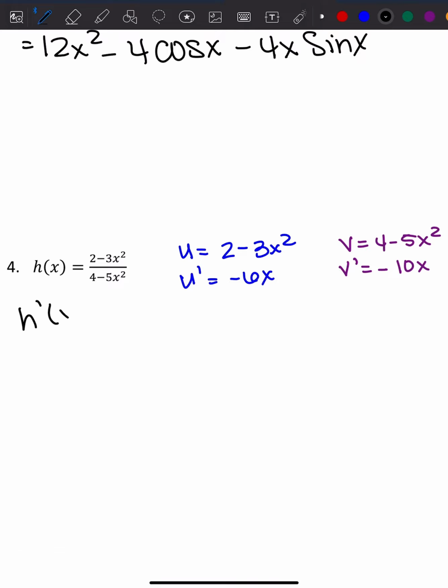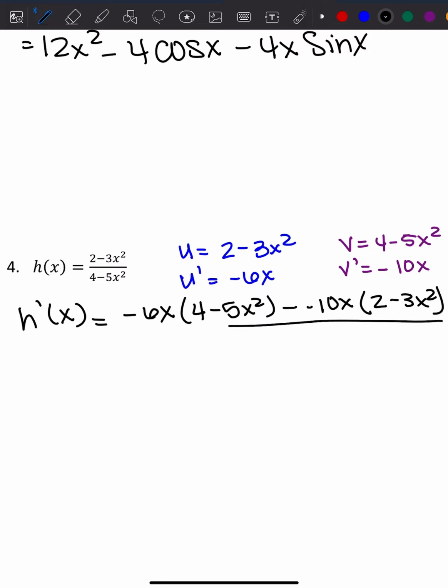So h prime of x equals u prime times v minus v prime times u, all divided by our original denominator squared. So u prime times v minus v prime times u, all divided by 4 minus 5x squared. So a lot of times we don't simplify the denominator, but if we have to, we simplify the numerator. So we're going to go ahead and distribute out what we can and then combine like terms.